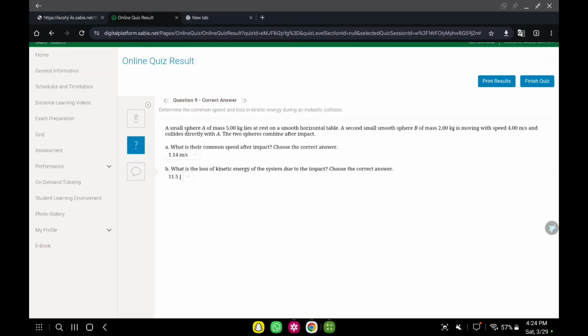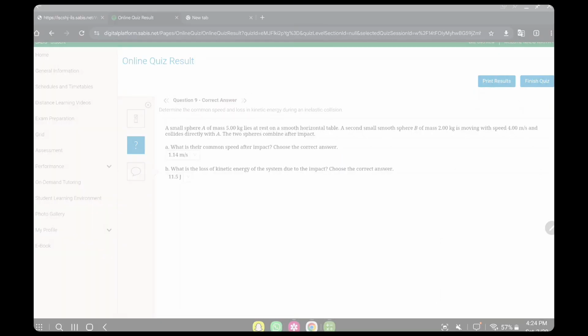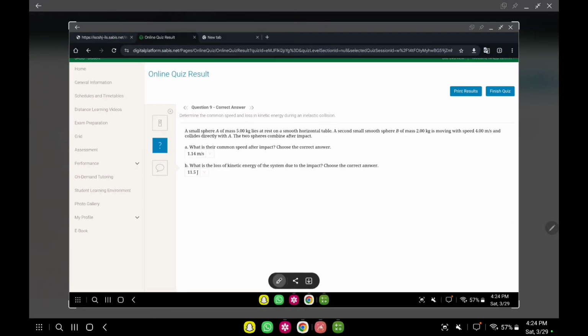A small sphere A of mass 5 kilograms lies at rest on a smooth horizontal table. A second smooth sphere B of mass 2 kilograms is moving with speed 4 meters per second and collides directly with A, and the two spheres combine. So VA equals VB, we're just going to replace it with V. What is their common speed and what is the loss of kinetic energy?